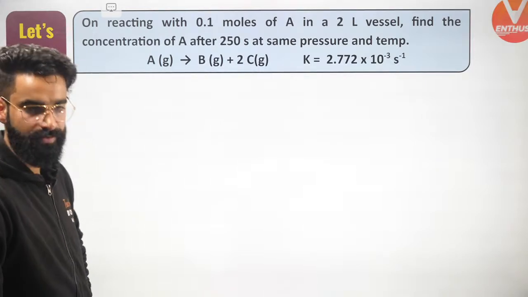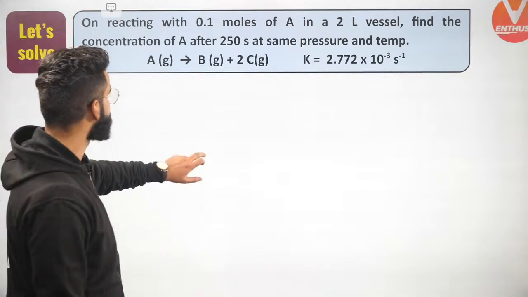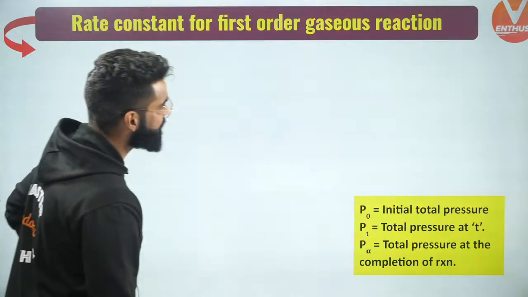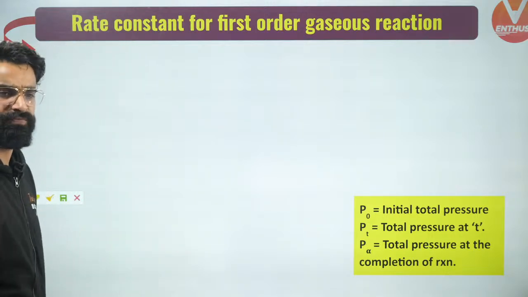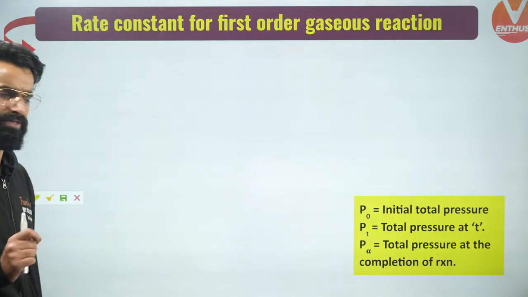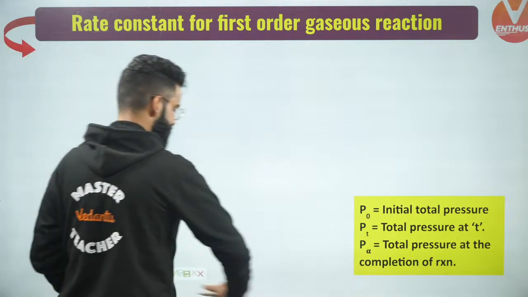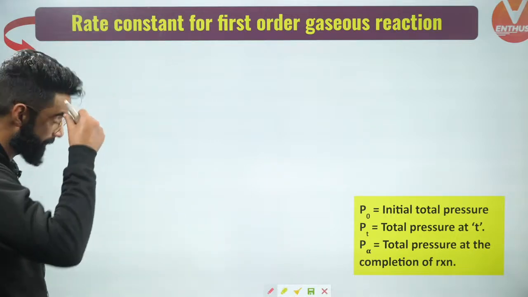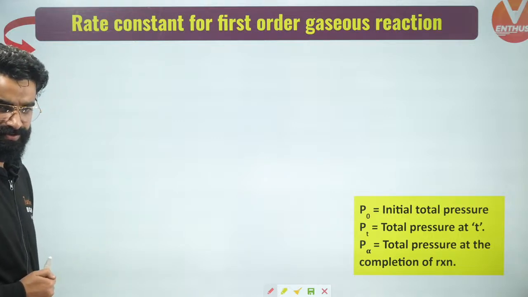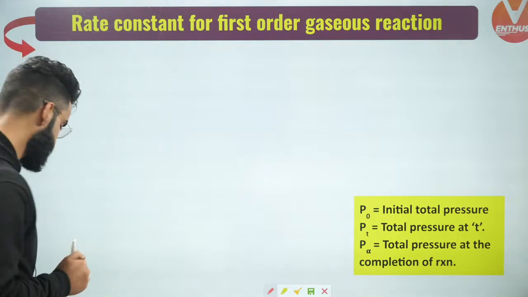Okay, let's move on to one more concept then, which is the rate constant of a first order gaseous phase reaction. Again, a very important concept and very simple also, but a little bit of calculation is needed in this question. How do we write the rate constant for the first order gaseous phase reactions? Understand properly what I'll be saying.